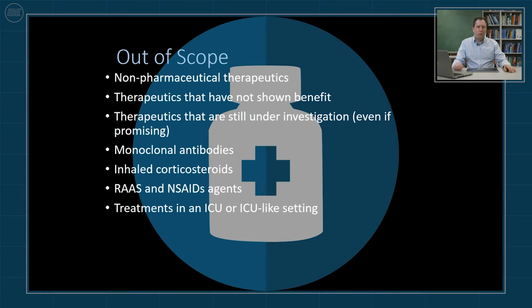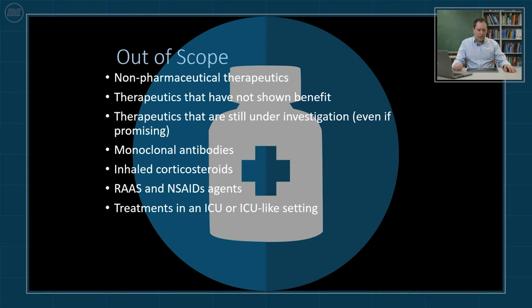We will not be talking about non-pharmaceutical interventions. For example, proning will be covered in another lecture. We also won't have time to cover therapeutics that haven't shown any benefit, for example, convalescent plasma, or those that are still under investigation, like cytokine inhibitors.